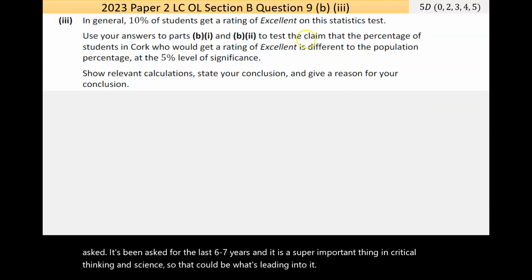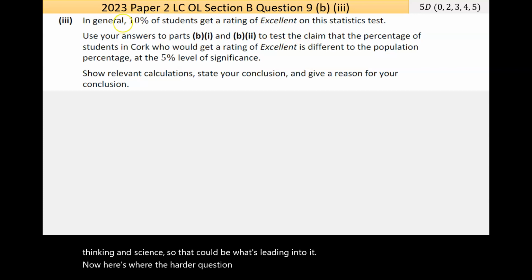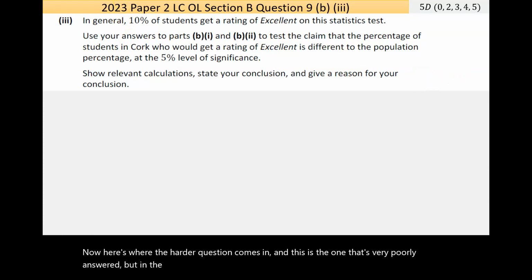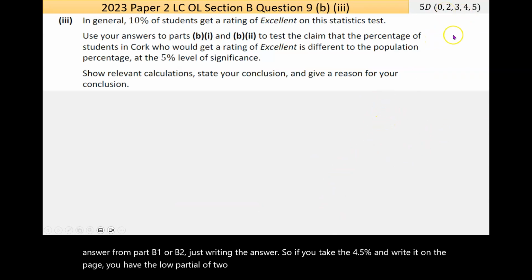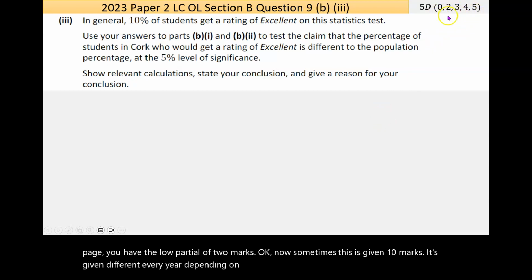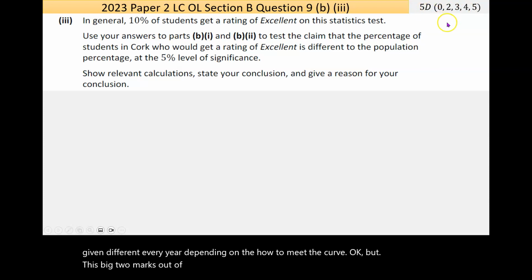Now, here's where the harder question comes in, and this is the one that's very poorly answered. But in the marking scheme, okay, you're getting a work of merit for writing the answer from part B1 or B2, just writing the answer. So if you take the 4.5% and write it on the page, you have the low partial of 2 marks. Okay. Now sometimes this is given 10 marks. It's given different every year depending on how to meet the curve. Okay, but this 2 marks out of this particular question, happy days.